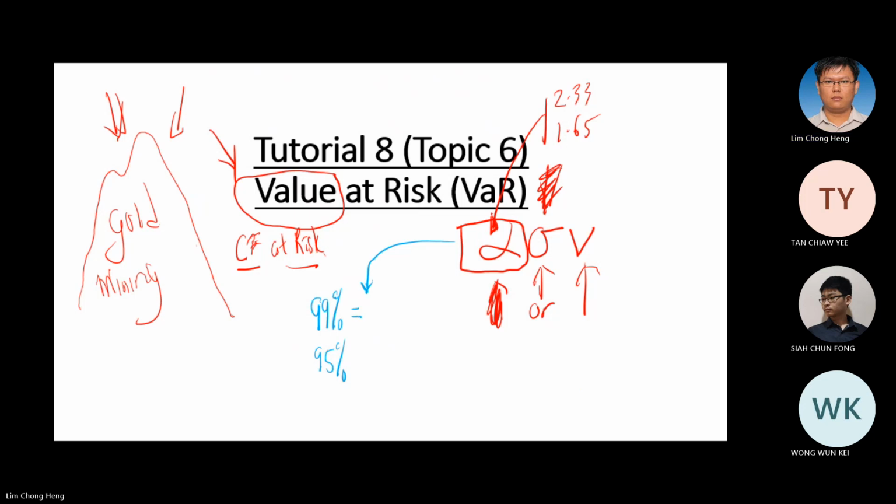So if using the t-statistic table, at 99%, if your degree of freedom is big enough, the critical value is 2.33. At 95% it is 1.65. Okay, these two figures you need to bear in mind.